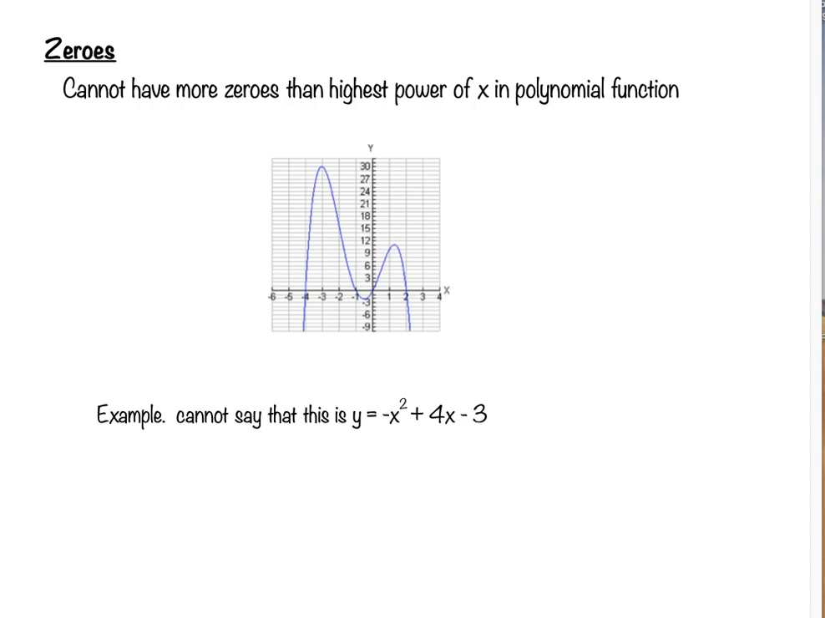Zeros. Basically, what are zeros? They are our x-intercepts. Where do they hit the x-axis? All right, we'll talk a little bit more about that, but something you need to know is that you cannot have more zeros than the highest power of x in a polynomial function. So if I look at this one here, I look at the x-intercepts or the zeros there, I can see where they hit that x-axis.